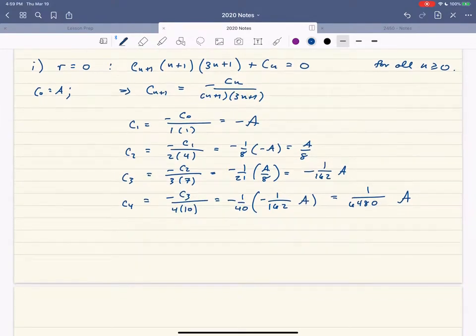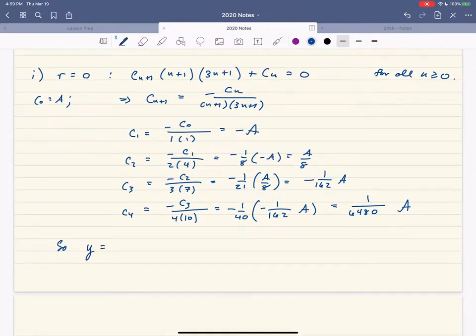So that tells us that one of our solutions is going to be given by this sum. It's going to be given by the sum of x to the r, c sub n, x to the n, n equals 0 to infinity. r was 0, so this x to the r is just going to be a 1. And so this really just works out to c naught plus c1x, c2x squared, c3x cubed, and so on, with these values of c naught.